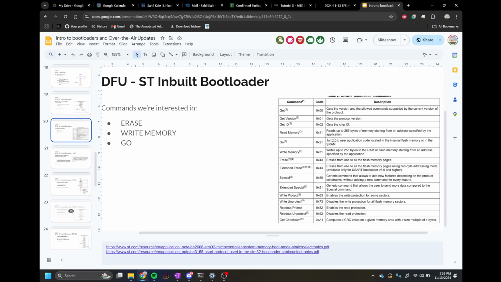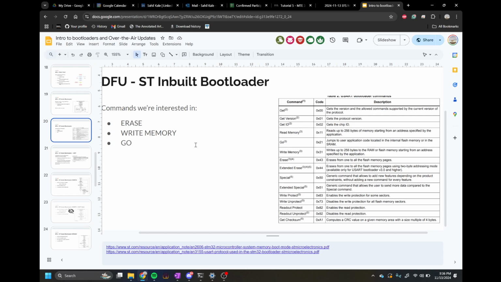Cool. Other than that, I don't want to go too into the weeds of the S2 bootloader. I was originally going to talk about them, but in the interest of time, maybe we'll jump over. But do you all understand the key commands that we're interested in? Erase, write memory, and go? Can I get some nods? Fusion in the back over there?